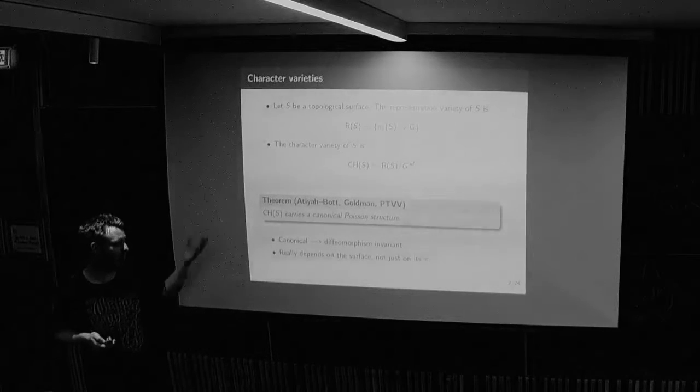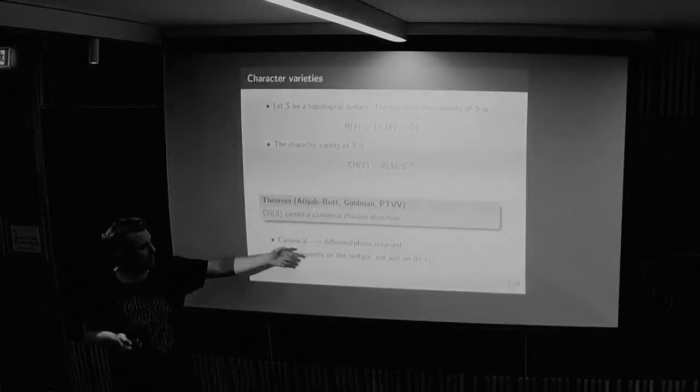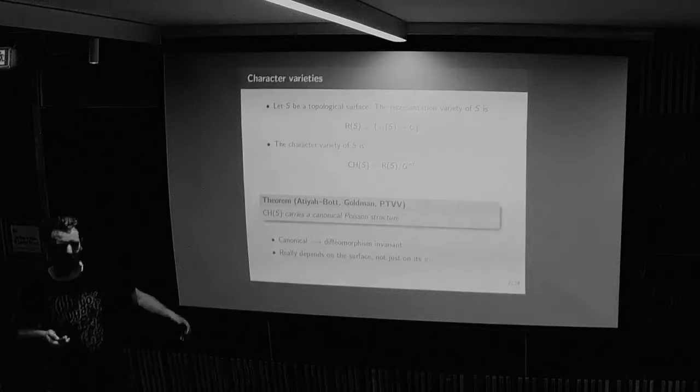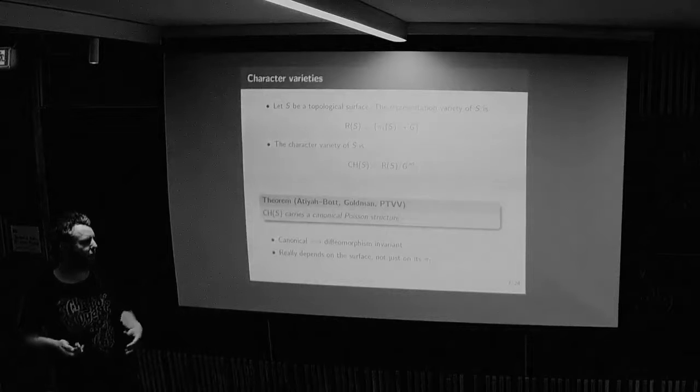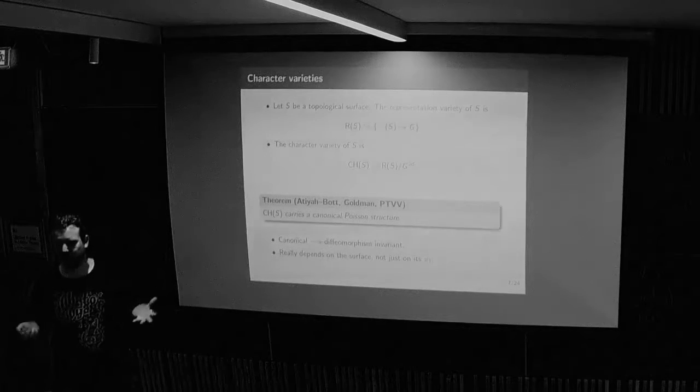And in fact, not that it matters that much for now, but it's actually a better invariant than the fundamental group. So it really depends on the surface. For example, a pair of pants and a punctured torus will have different structure in general.